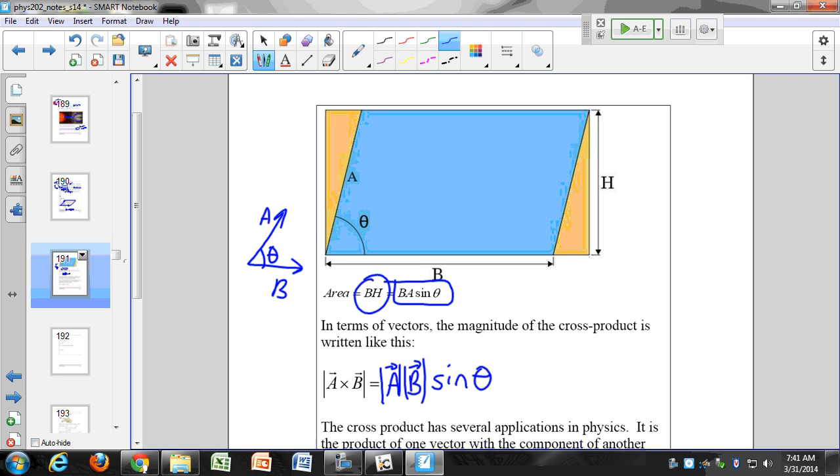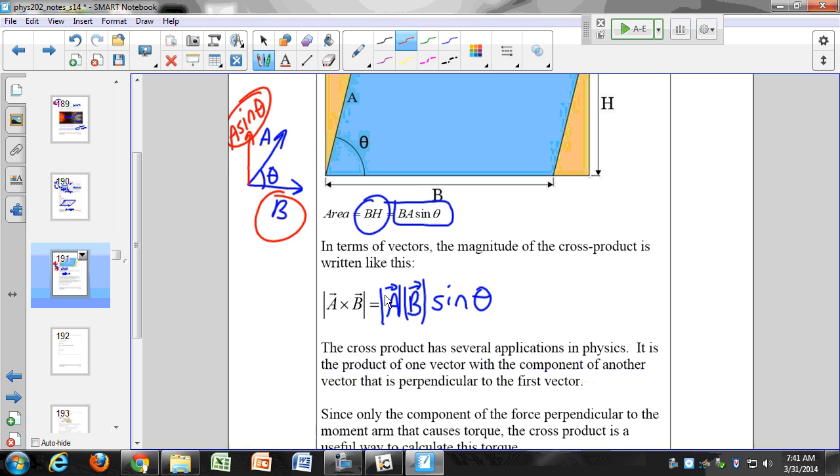Then let's say I wanted to take the y component of vector A. It would look like this. So that would be equal to A sine theta. And so I'm multiplying the magnitude of this vector times the magnitude of the component of A that's perpendicular to the first vector, taking two components of the vectors that are perpendicular to one another. Okay. It has lots of applications in physics.